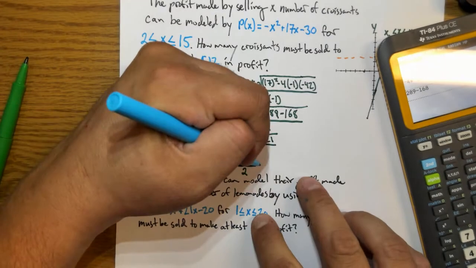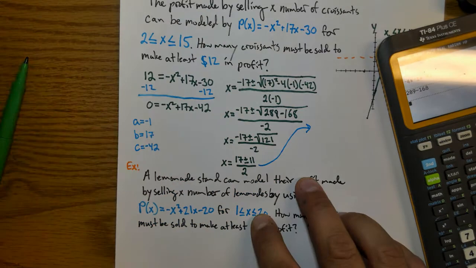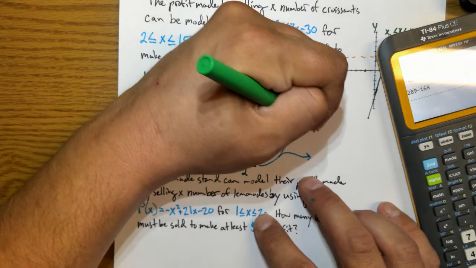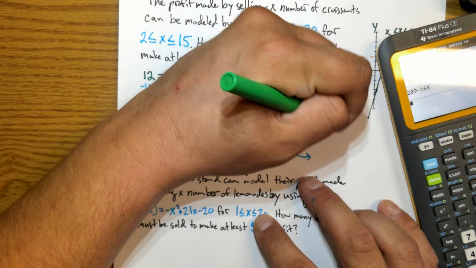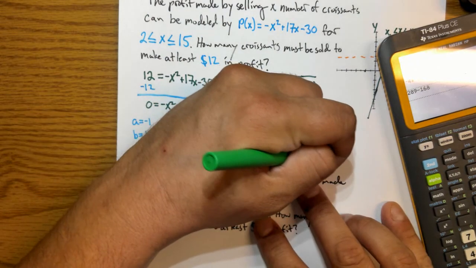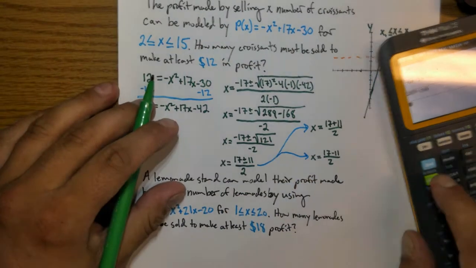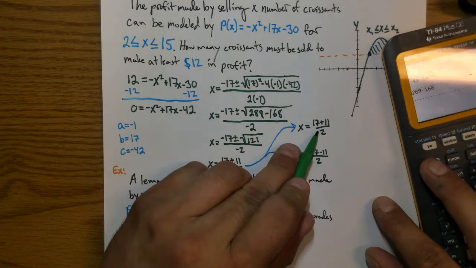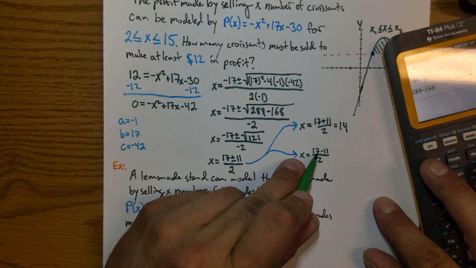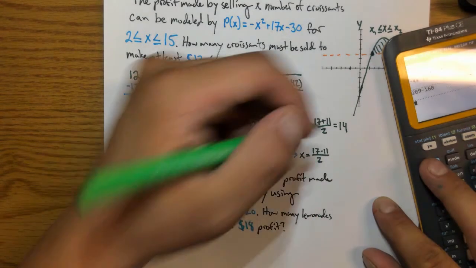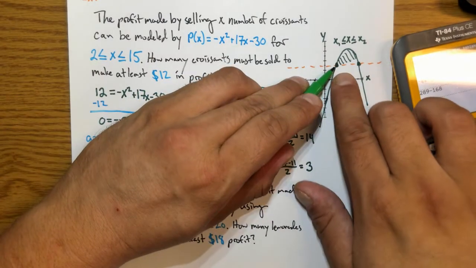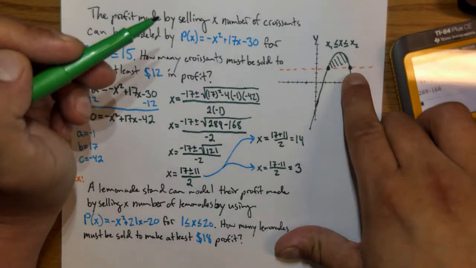And then we can split it up into two equations. So one is going to be x equals 17 plus 11 divided by 2. The other one is going to be x equals 17 minus 11 divided by 2. 17 plus 11 is 28, divided by 2 is 14. 17 minus 11 is 6, divided by 2 is 3. So one of our points here is 3, and the other point is 14.